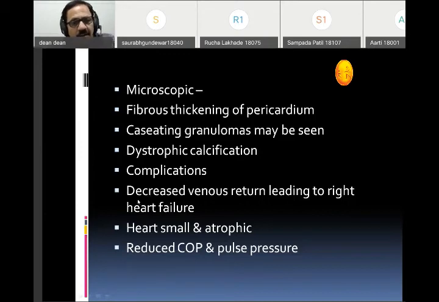Number one, there occurs a decreased venous return. Cardiac function is compromised, which leads to decreased venous return and then right-sided heart failure. The heart becomes small and atrophic. There is a reduced cardiac output. Pulse pressure is also reduced, and you will typically see an atrophic heart with a thickened wall.